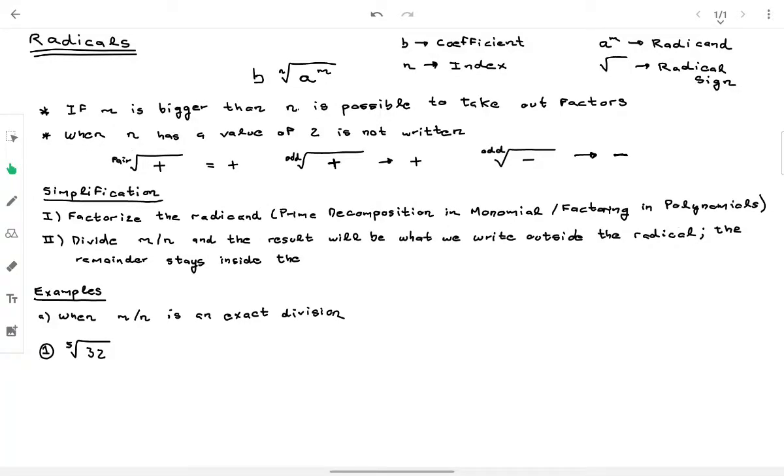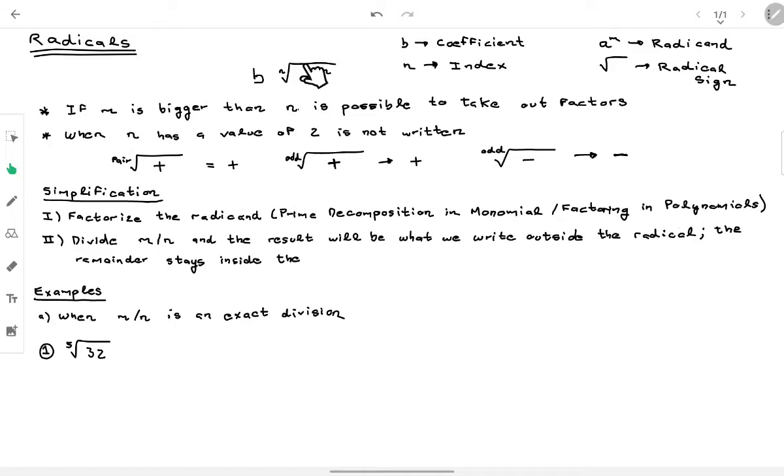Today we will start with a new topic called radicals. It is also known as roots, but the mathematical name is radical. Remember that a root or a radical is the opposite mathematical operation to an exponent. So a radical is going to be the opposite of an exponent. Let's see the parts of a radical.